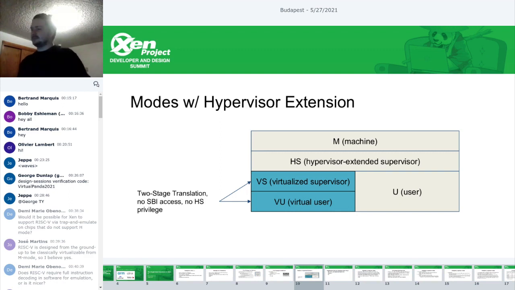The hypervisor extension architects were trying to be agnostic to which type of hypervisor the architecture is meant to support. So this is how they went about that. So HS mode, we're just going to call it hypervisor mode because hypervisor extended supervisor mode is a bit long to say.